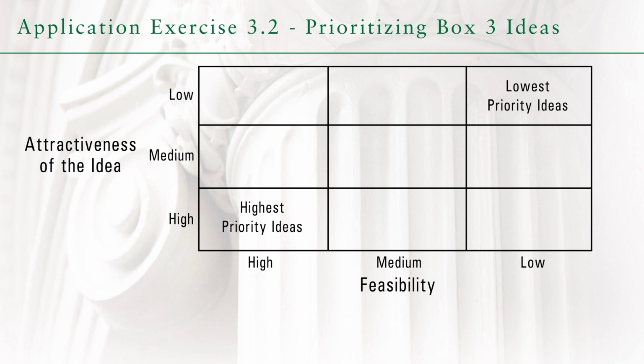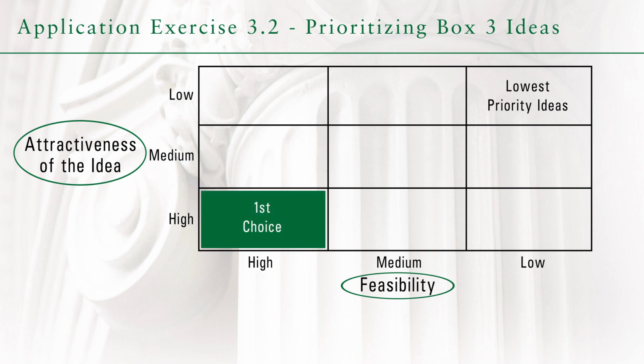So once you have plotted this, then really pick 3 ideas based on these 2 criteria. As you can clearly see, an idea where the feasibility is high and the attractiveness of the idea is high, that should be your first choice. Suppose you only have 1 idea there. Then how do you pick the other 2 ideas? Or suppose you have no ideas in that quadrant.